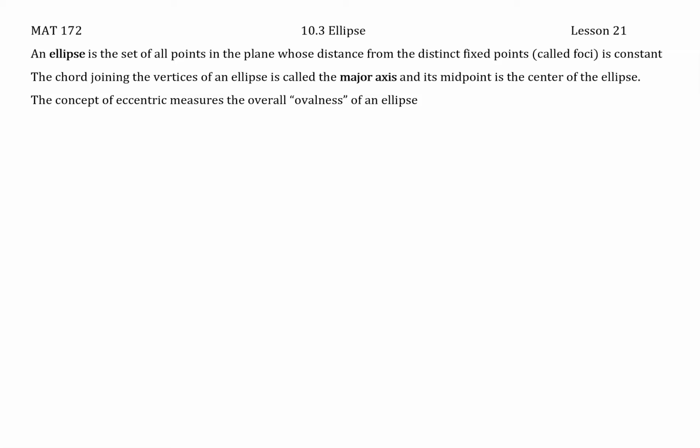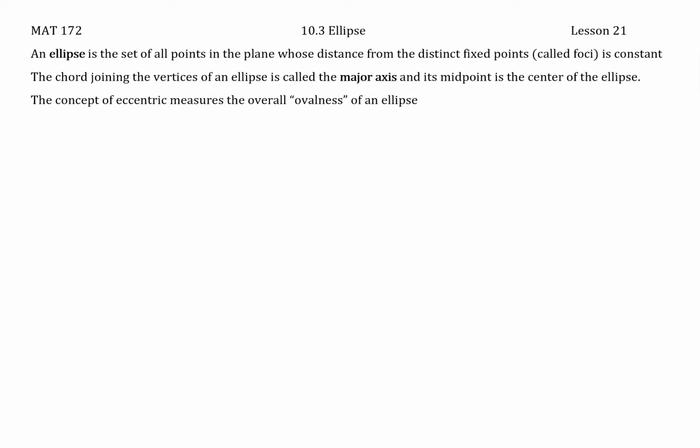The definition of an ellipse is that it is the set of all points in the plane whose distance from two distinct fixed points, which are called foci, is constant. When we first learned about parabolas, a parabola only had one focus. An ellipse has two foci.